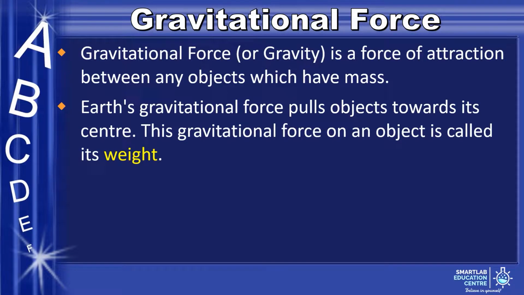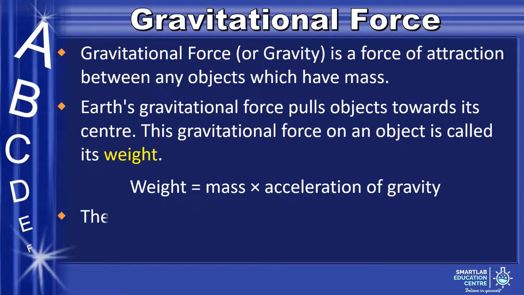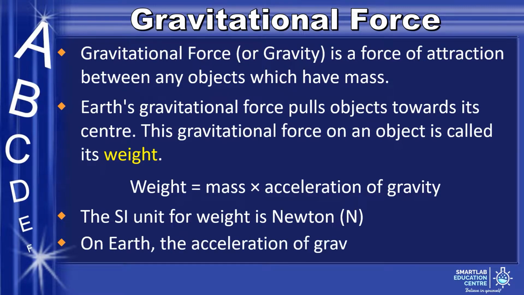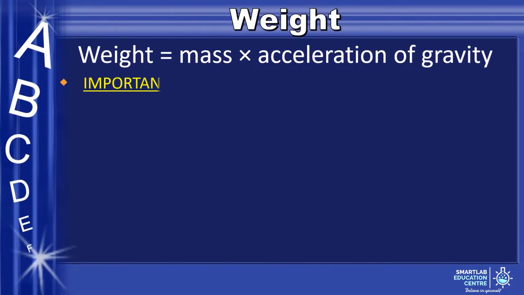This gravitational force on an object is called its weight. Weight equals mass times acceleration of gravity. The SI unit for weight is Newton. On Earth, the acceleration of gravity is approximately 10 meters per second squared. It is important to remember that weight is not the same as mass.